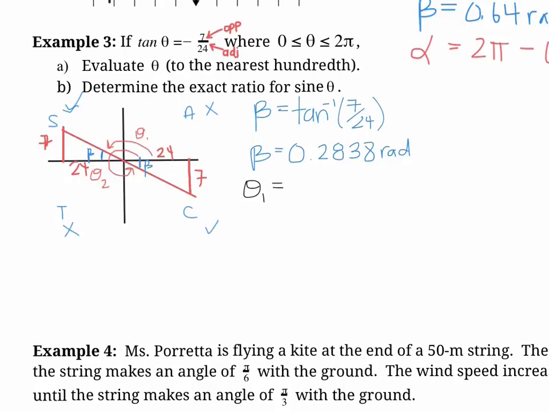by just taking pi and subtracting our beta, 0.2838. And that's because, if I want to figure out this guy here, this is pi radians, and if I just want to backtrack 0.2838 radians, I'm just going to subtract pi minus 0.2838. And we will get approximately, these are all approximate, 2.86 radians.